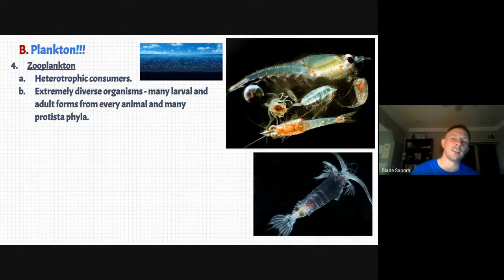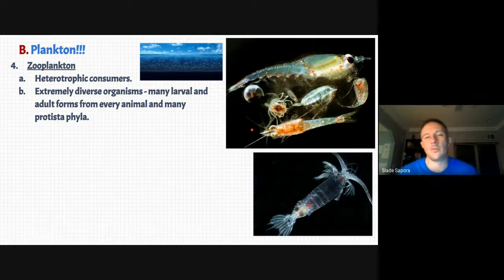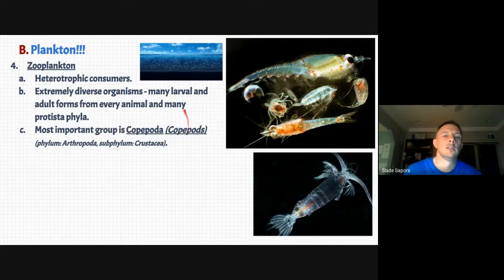When we think of zooplankton, we tend to think of things like shrimp, euphausids here, or copepods with their little antennas. But there are also things, like I said, larval crab, larval clams, larval worms, larval everything. The most important group would be these copepods.